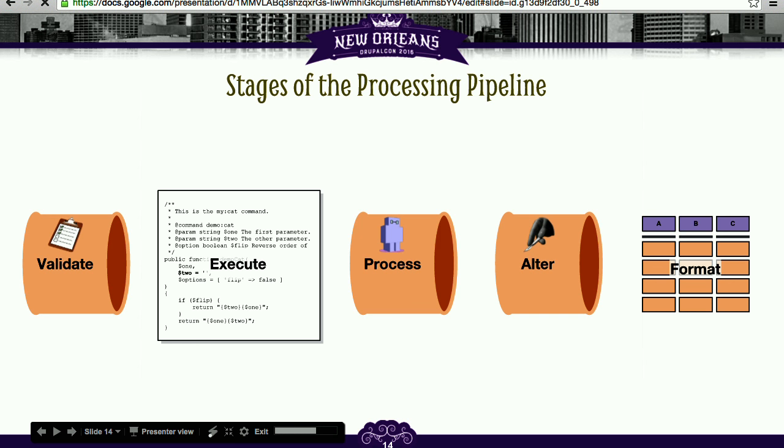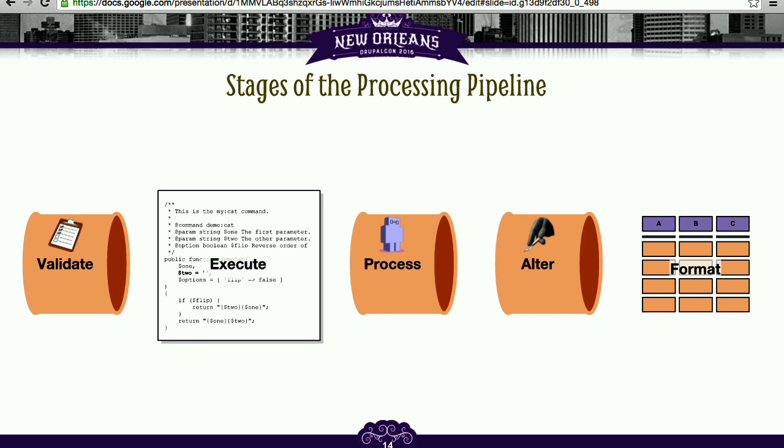So the processing pipeline starts with the validate step, then your command is executed, and after your command execution happens, the results from the command go through the processing pipeline. I'm not going to talk a lot about RoboPHP here, but I will mention that in Drush 9, we are basing our runner on Robo. So if you return a Robo collection of tasks, then those tasks will all be run as part of the pipeline.